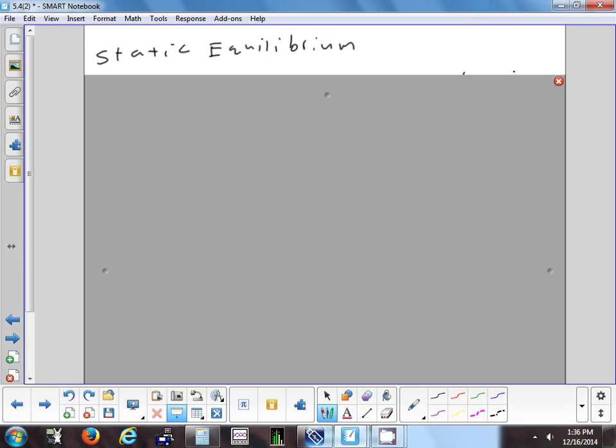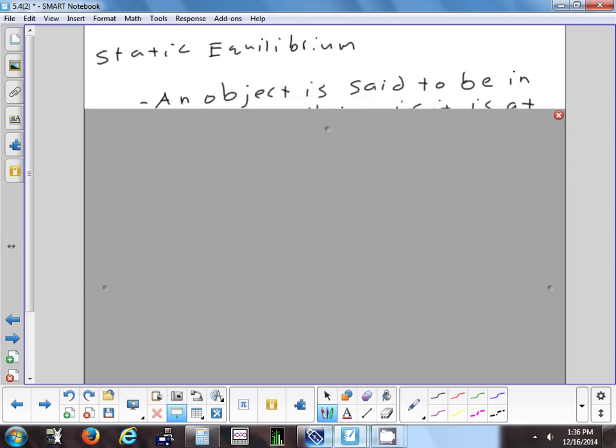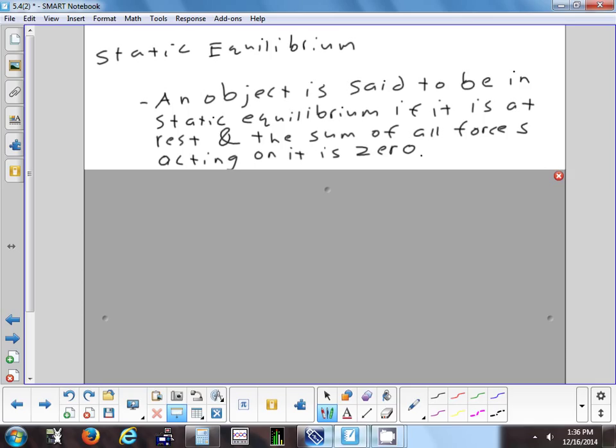Gravity's trying to pull those papers down. But there's something else that's pushing up on the pile of papers. The table. The table's holding them up. So they're balanced. If there was no table under the papers, they'd be falling because the forces wouldn't be balanced. Gravity would pull down, but there'd be nothing to counteract gravity. Right? So an object is in static equilibrium if the sum of all the forces acting on it is 0.